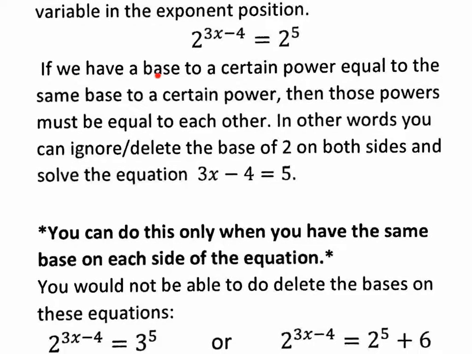It says if we have a base to a certain power equal to the same base to a certain power. See, you have a base 2 here and a base 2 there. If you have that situation where the bases are the same, then those powers must be equal to each other. This 3x minus 4 has to be equal to 5. If these numbers are the same, these guys have to be the same. In other words, you could ignore or delete the base of 2. You could delete these 2's, and these exponents come down to form your nice simple equation. Does that make sense?